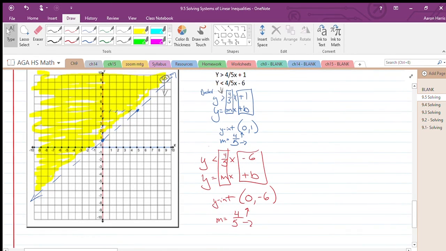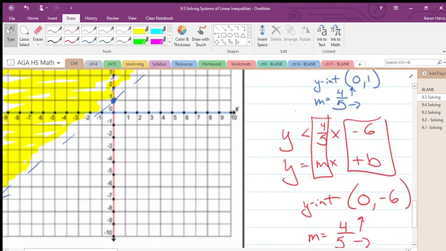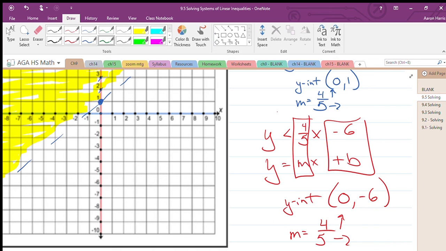Let's do it. Here is 0. Here's negative 6. Go up 4. 1, 2, 3, 4. Right 5. 1, 2, 3, 4, 5. What kind of line am I going to make? That's less than, so I'm going to make a dashed line. Right there.